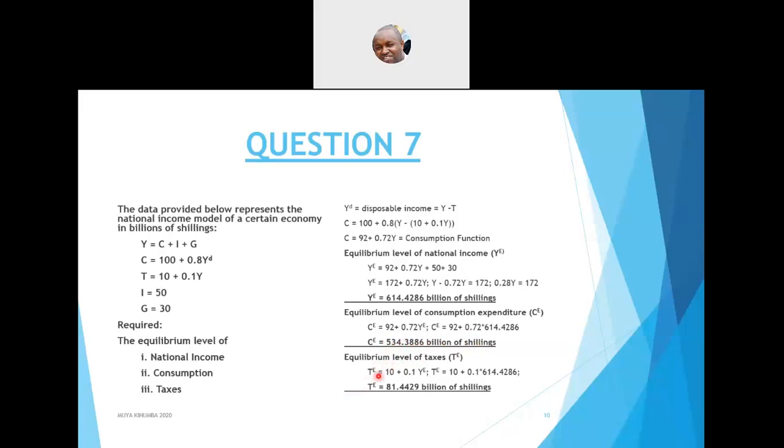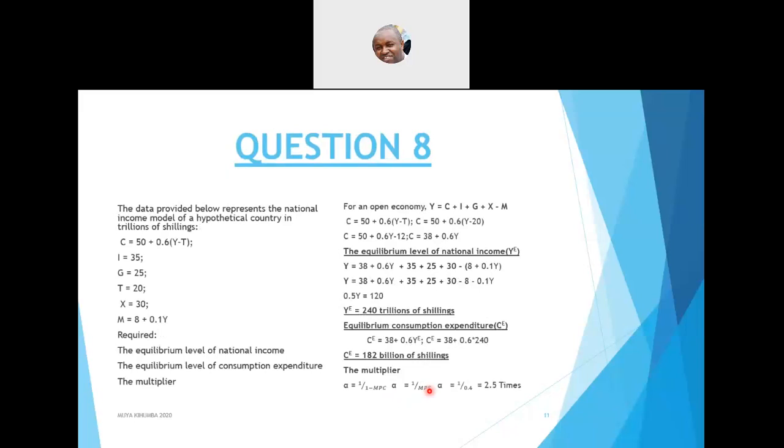All right. So taxes at equilibrium will be 10 plus 0.1 times national income at equilibrium. We should simply multiply this 0.1 by the value we got here, and this will be our taxes at equilibrium. Taxes at equilibrium, therefore, will be 81.4429 billions of shillings.